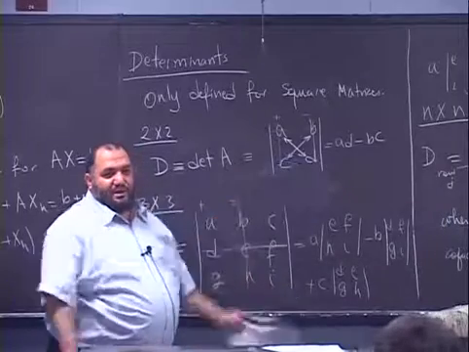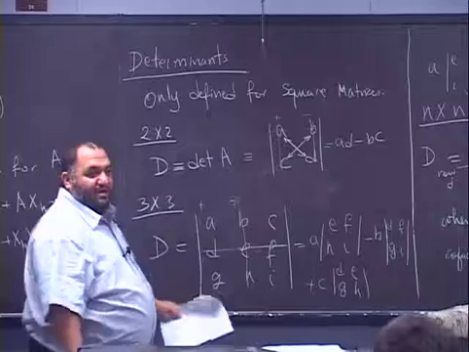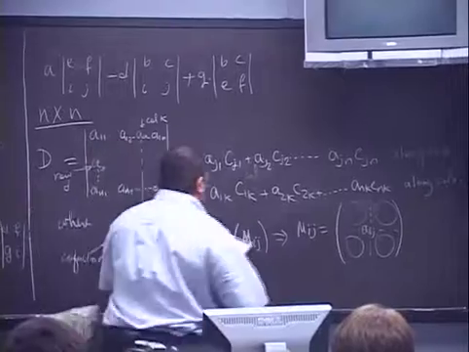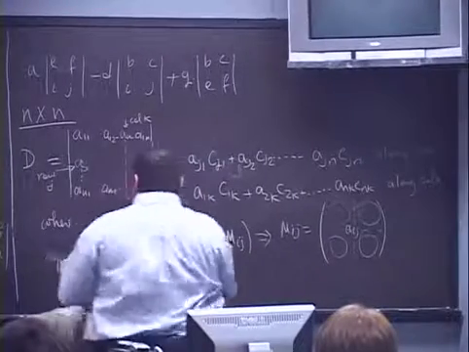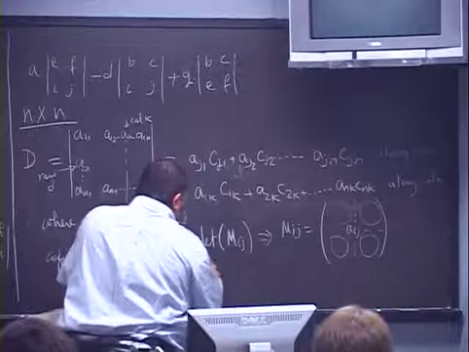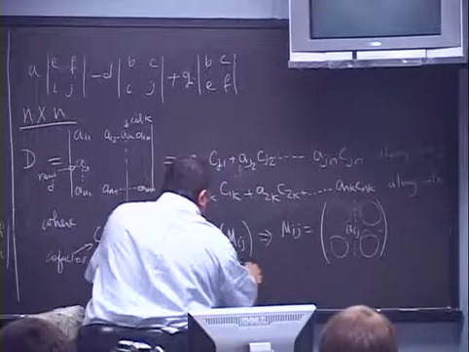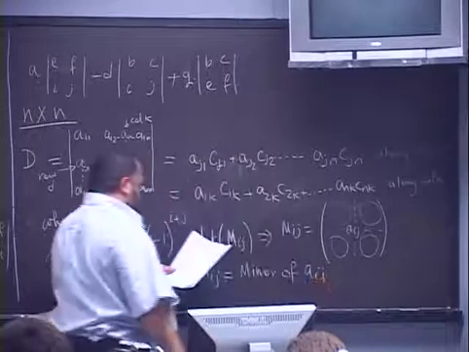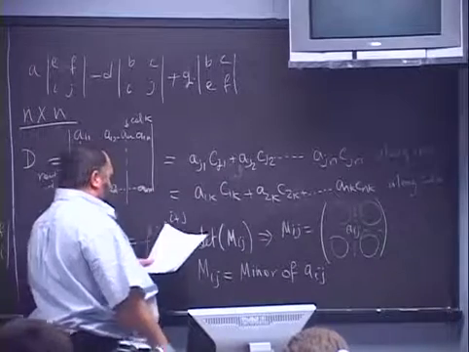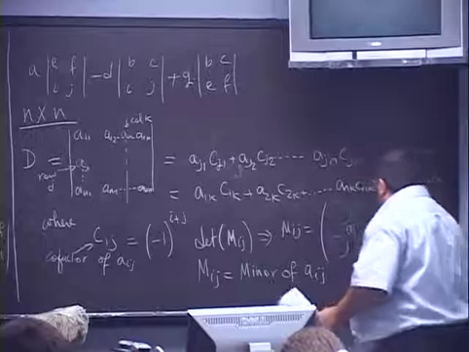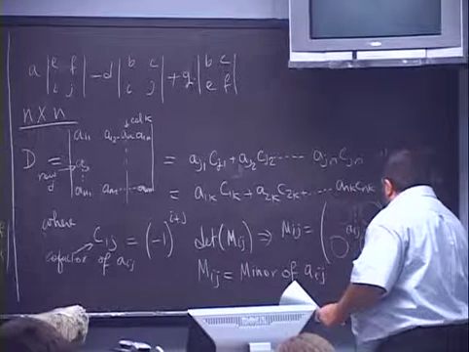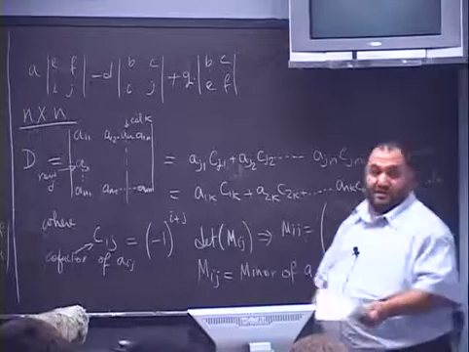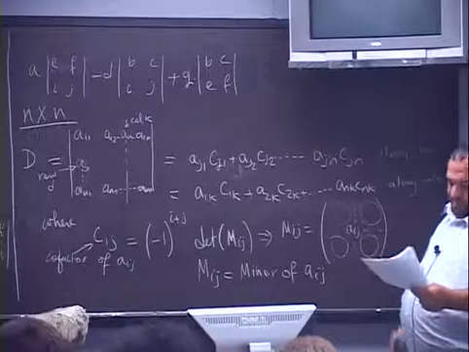But if you are talking about an n by n matrix, you will have bigger matrices. So Cij is the cofactor of Aij, and Mij is defined as the minor of Aij. And it is a matrix n-1 by n-1, because you eliminate one row and you eliminate one column. So if you have an n by n matrix, you will end up with n-1 by n-1.